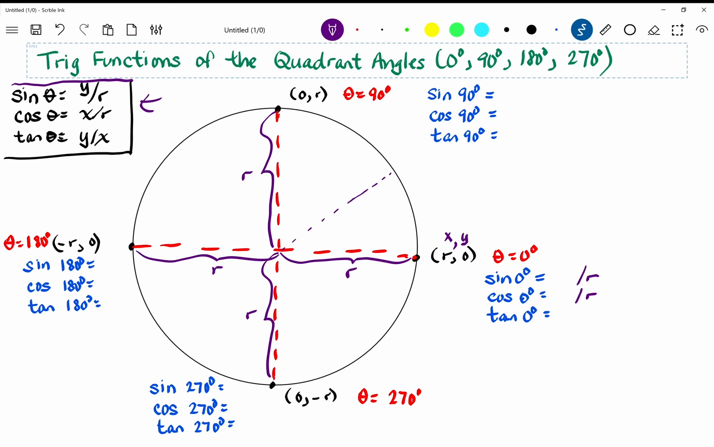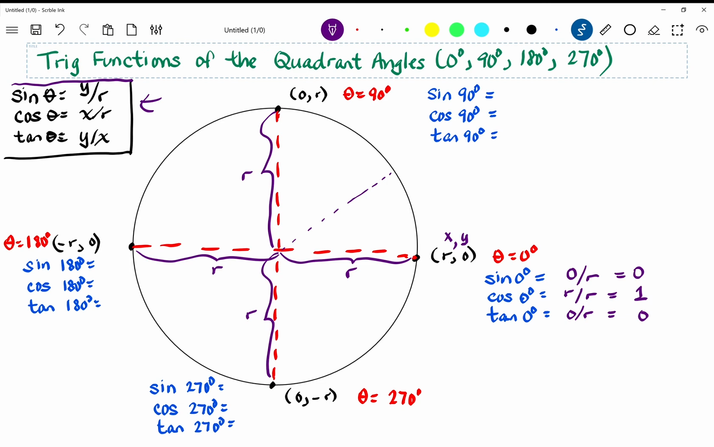So sine of 0 degrees is the y coordinate over r. The y coordinate of the point appears to be 0, and 0 over r is always 0. Cosine of 0 degrees is the x coordinate over r, and that means it's r over r, which is 1. And tangent of 0 is y divided by x, so that is 0 over r, which is 0. So there are the special values for 0 degrees.